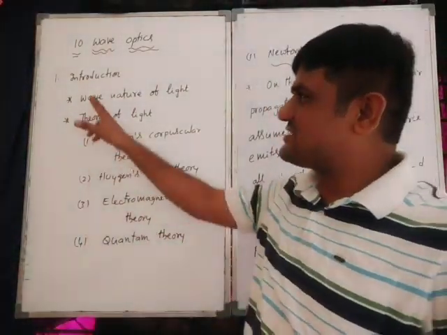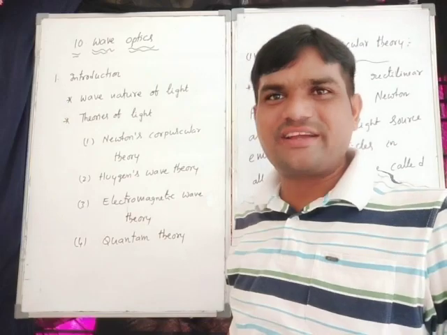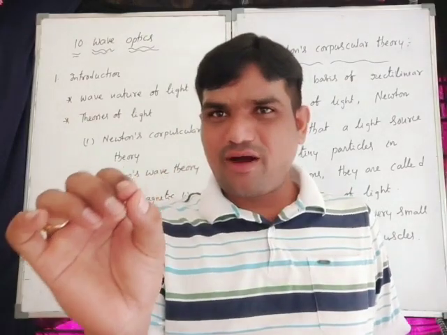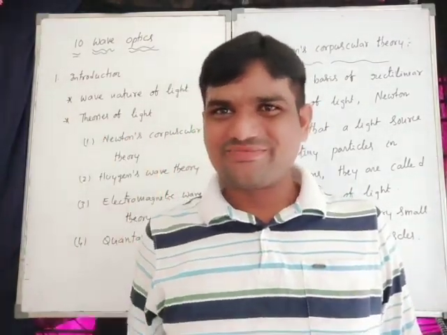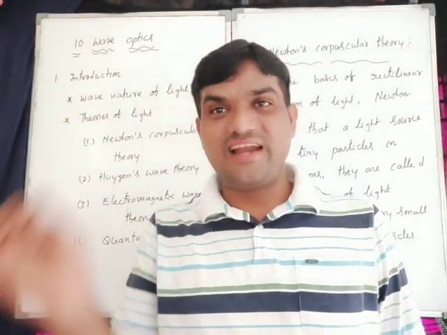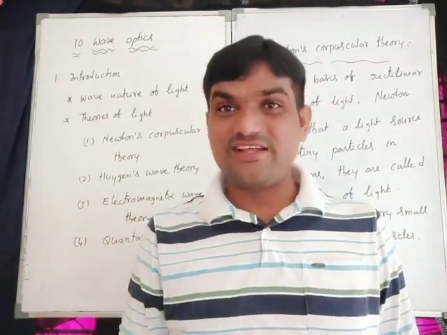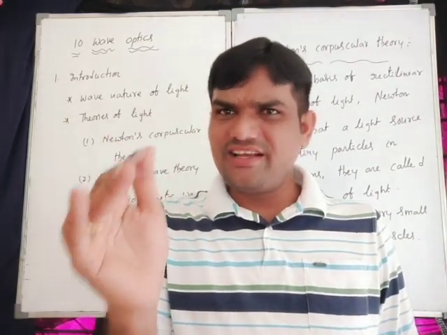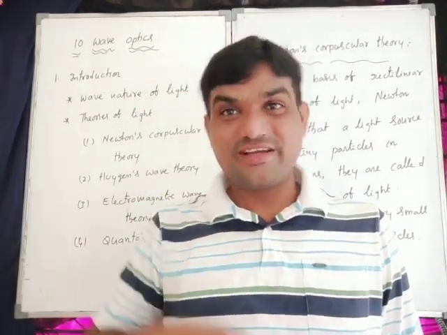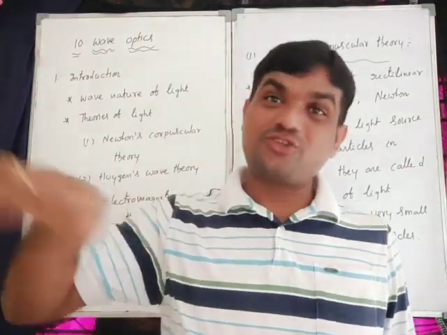In the introduction we are discussing what is the nature of light. Some scientists told that light is made up of very small particles, that means it has particle nature. And some scientists told that light has wave nature. Some people told it is a longitudinal wave. Some people told this is not longitudinal, it has electromagnetic wave nature.